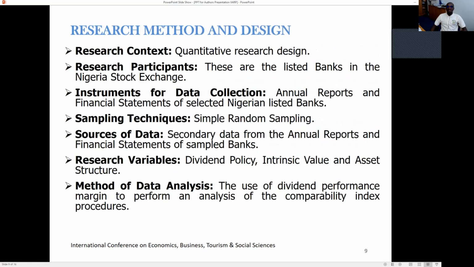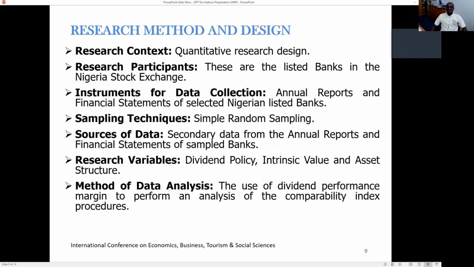Research method and design. The research context. This is a quantitative research design. Research participants: these are the listed banks in the Nigerian Stock Exchange. Instrument for data collection: annual reports and financial statements of selected Nigerian banks.